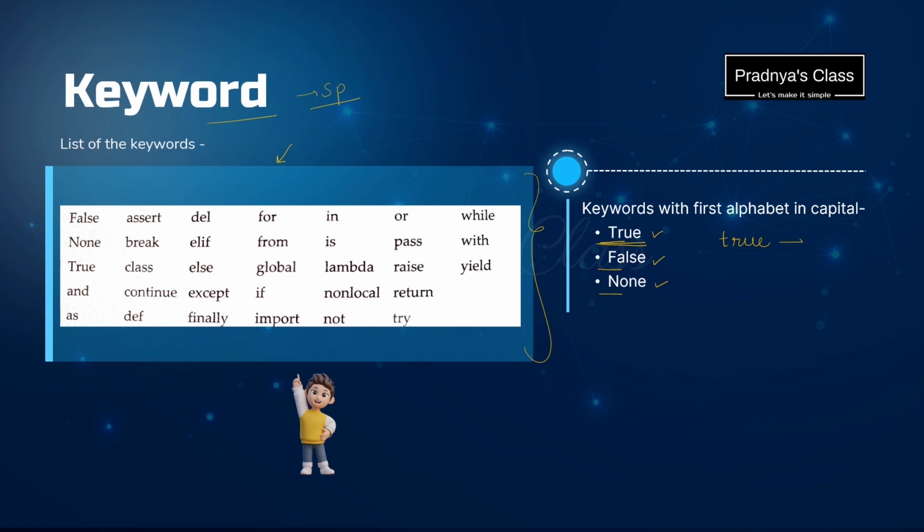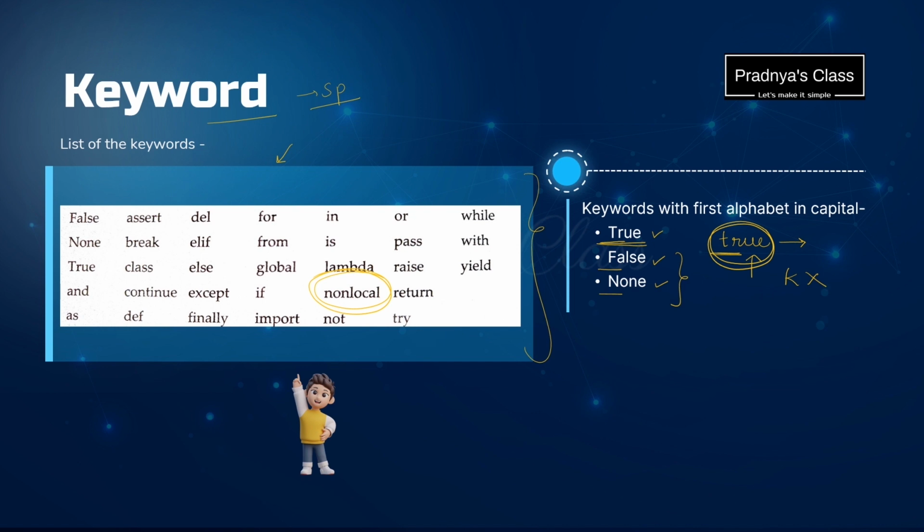You may get a question in the exam that whether it is a valid identifier or not, and yes, it is a valid identifier because it is not a keyword anymore. We did not write first alphabet as capital. Same rule applies to these 2 keywords also. We will focus on one more keyword, that is nonlocal.